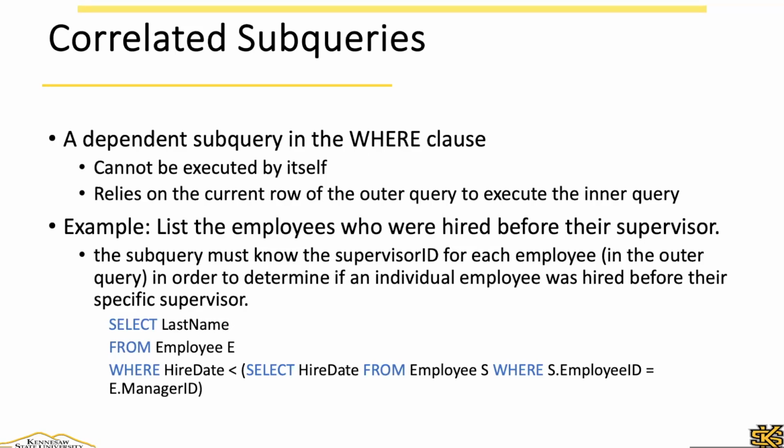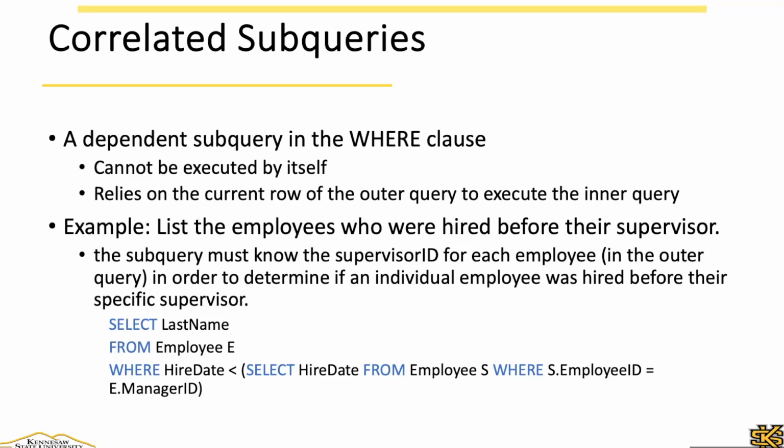Here's how it works. The outer query selects last name, which is optional. We could use the first name. We just use the last name from the employee table. The condition in the where clause checks if the hire date of an employee is less than the hire date obtained by the subquery. The subquery selects the hire date from the same employee table but only for the row where the employee ID matches the manager ID of the current employee in the outer query.